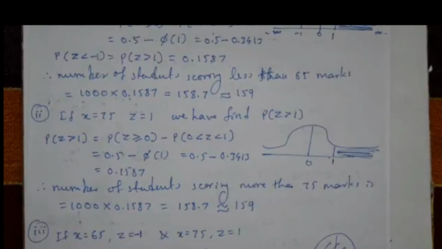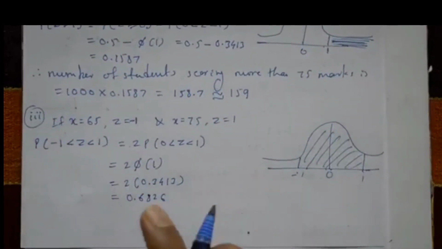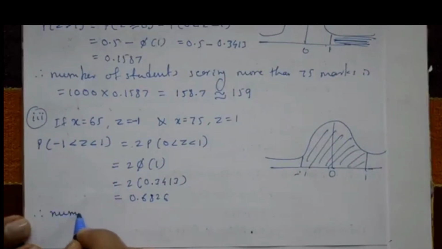But probability always requires a positive answer. Take minus 1 to plus 1 as 2 times 0 to 1, like this: 2 times the probability of 0 less than z less than 1, and this is equal to phi of 1. You know the phi of 1 is 0.3413, and this is equal to 0.6826.